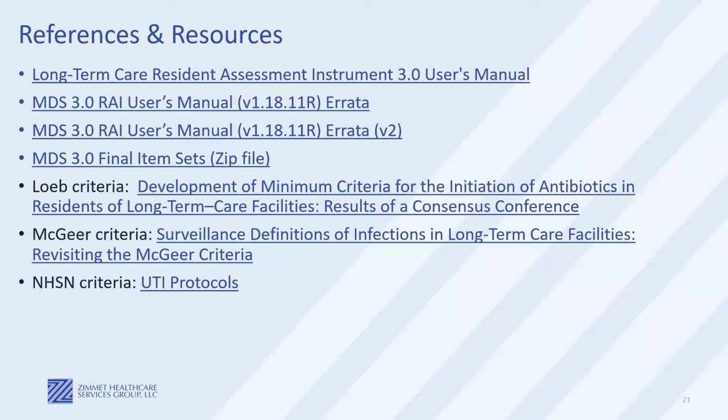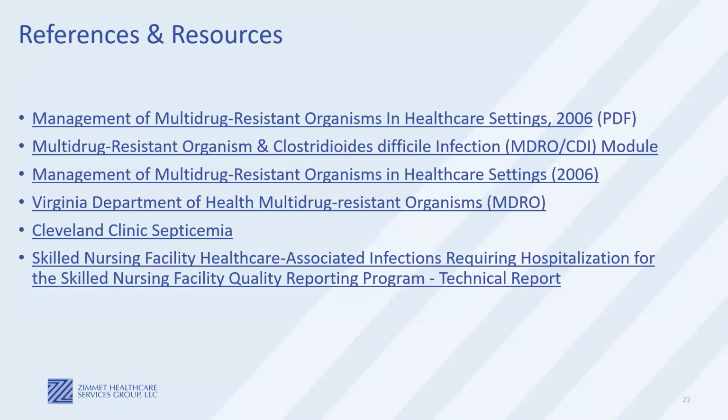I did give you some references here. I gave you the RAI user's manual and all the errata. We've had several. I gave you a link to the Loeb's criteria, the McGeer criteria, and the NHSN protocols, because again, you have to decide which one you're going to be using with your infection control program. Some other resources here: management of multi-drug resistant organisms in your healthcare setting, the C. diff infection, that's a big one. Coding that one, isolation. I can talk about isolation for a second too.